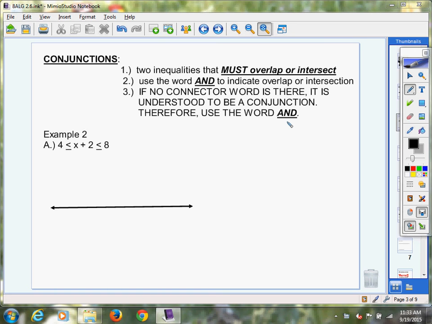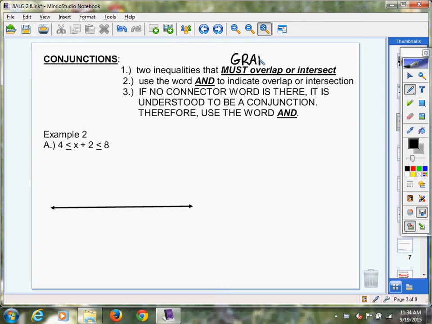We're still in section 2.6, and now we're going to talk about a special kind of compound inequality called a conjunction. Conjunction, junction, what's your function? Absolutely right. So, yes, there are conjunctions in math, and in this case, there are three things I want you to remember about conjunctions. Number one, you have two inequalities, and when you graph them, they must overlap.